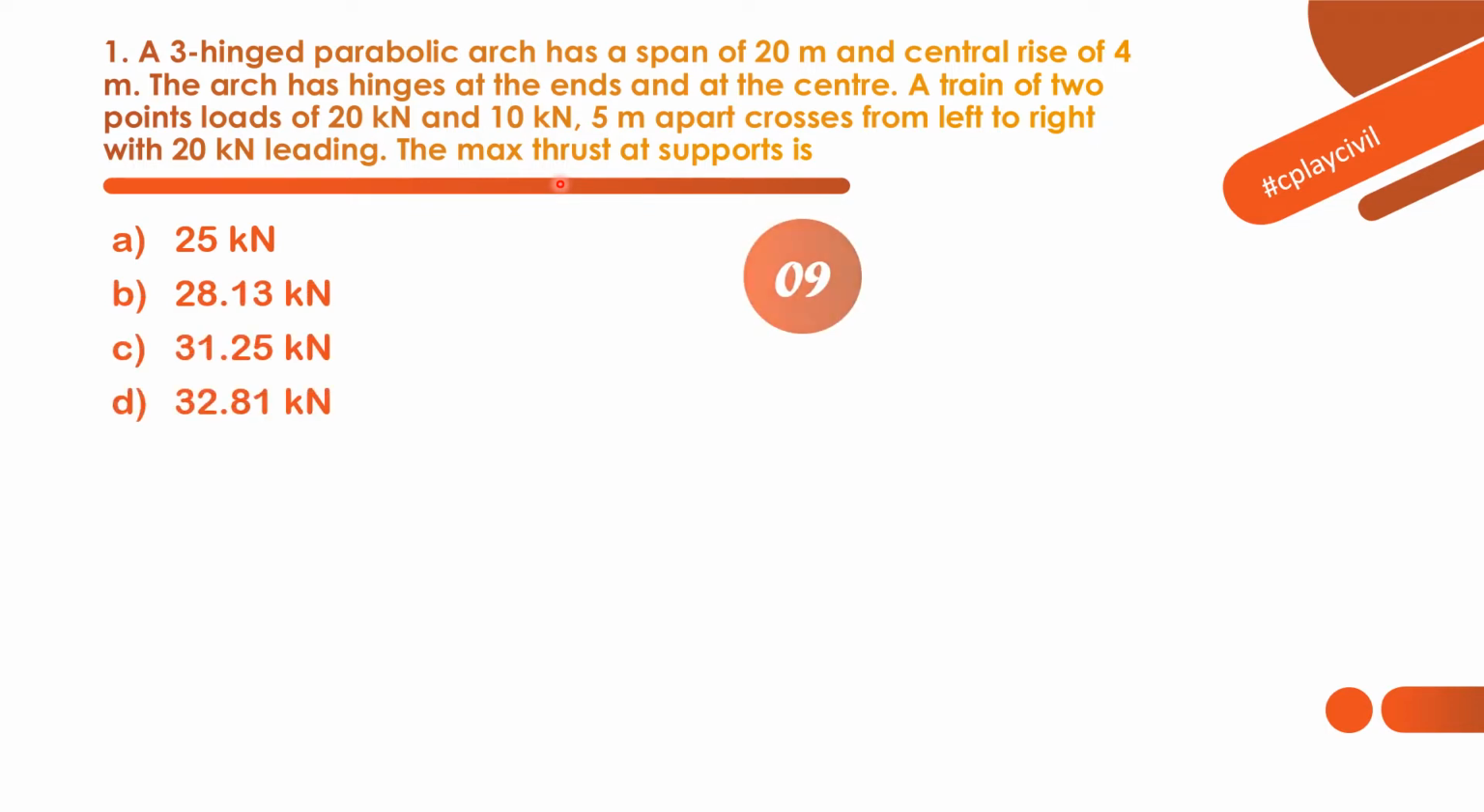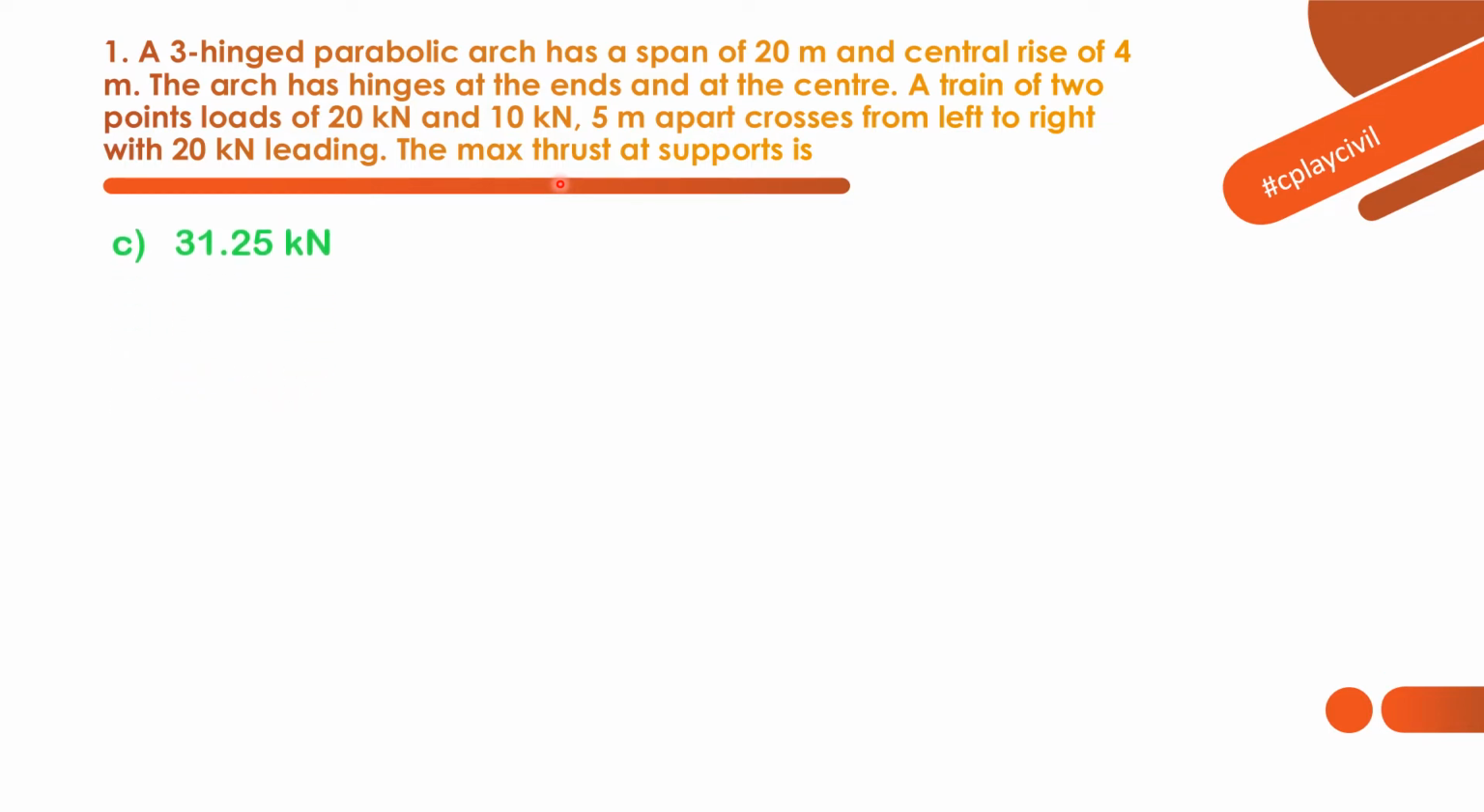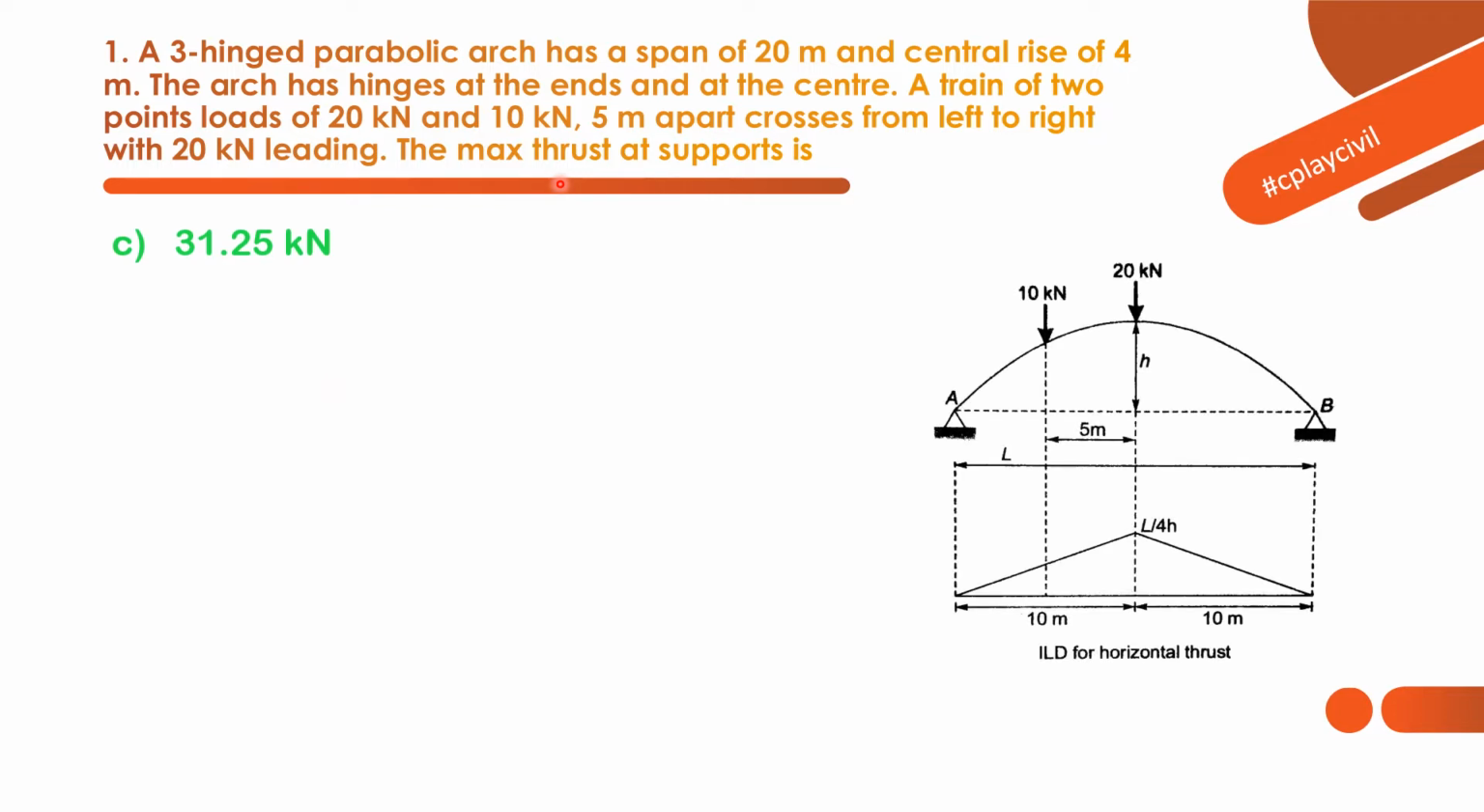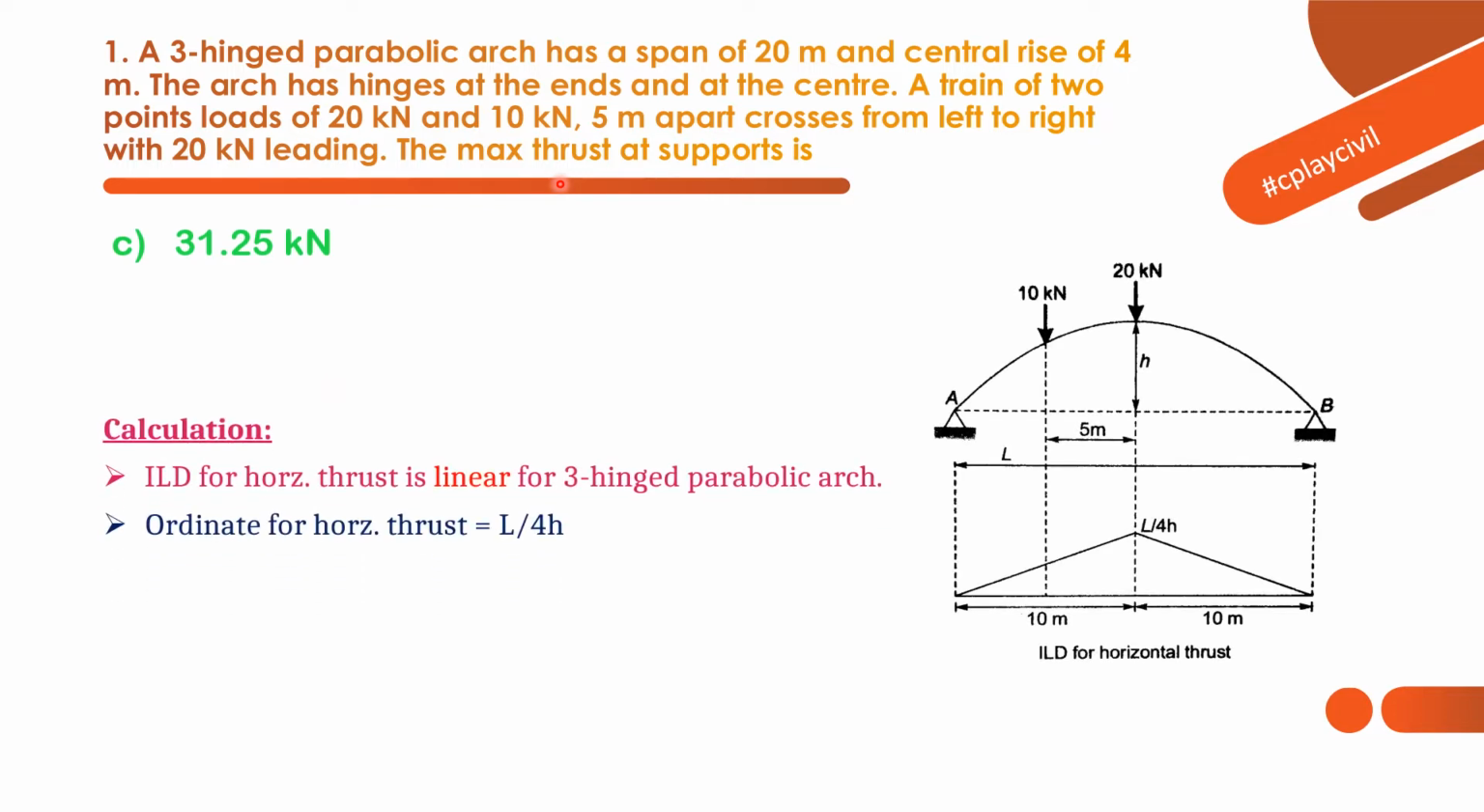So we have two types of arches, two-hinged and three-hinged, and in each type we have parabolic and semicircular shaped arches. In this question we are going to learn about the three-hinged parabolic arch, and when a train of load is passing, how to calculate the maximum thrust at the supports. Here the answer is option C, 31.25 kN. Let's see how to calculate that.